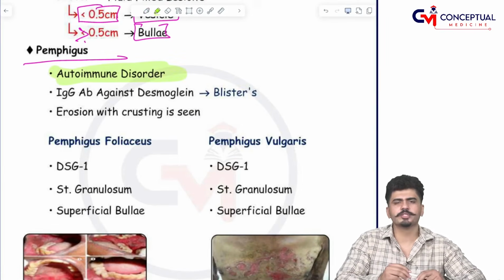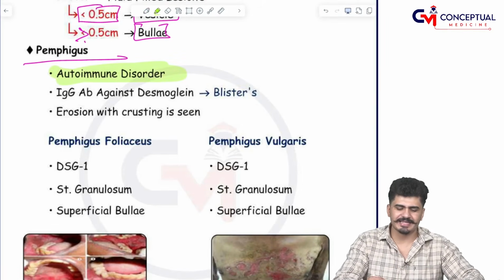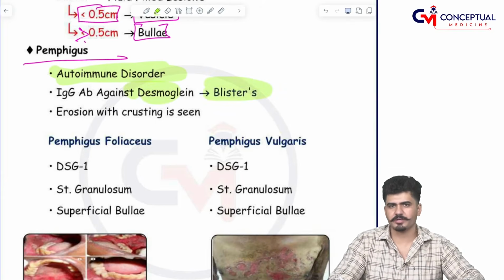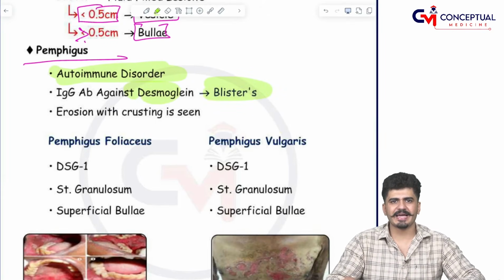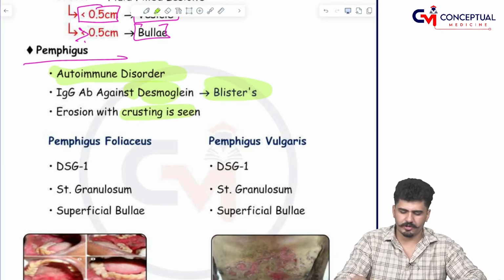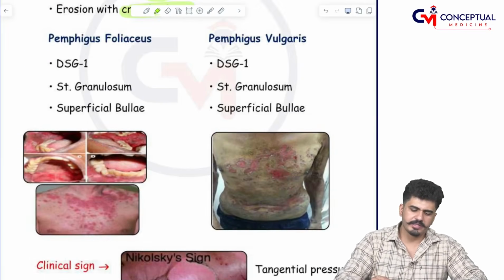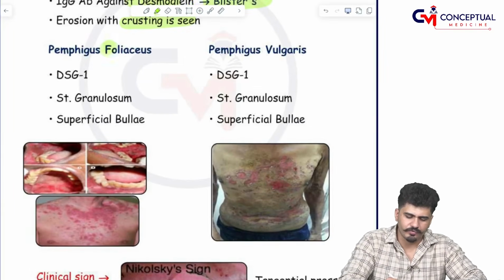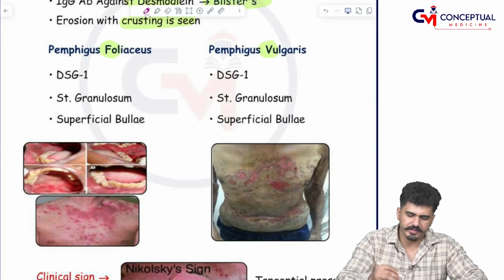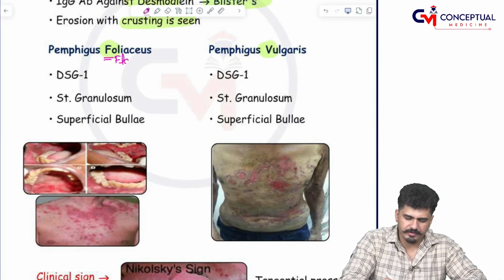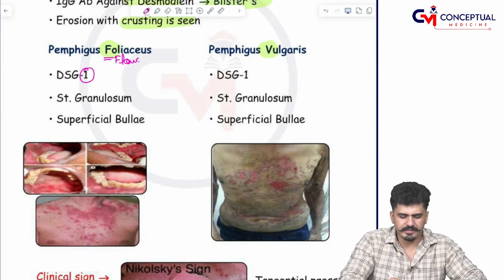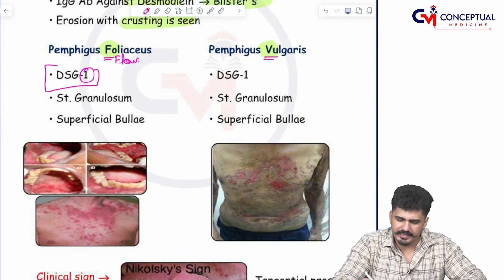Pemphigus is an autoimmune disorder where IgG antibodies against desmoglein lead to blister formation. This blister can erode, which will lead to crust formation. You can see right here, sir. Pemphigus is divided into two: foliaceous and vulgaris. Foliaceous is like a flower. Flower is number 1 item, that is why desmoglein 1. Vulgaris is like vulgar, that is desmoglein 3.